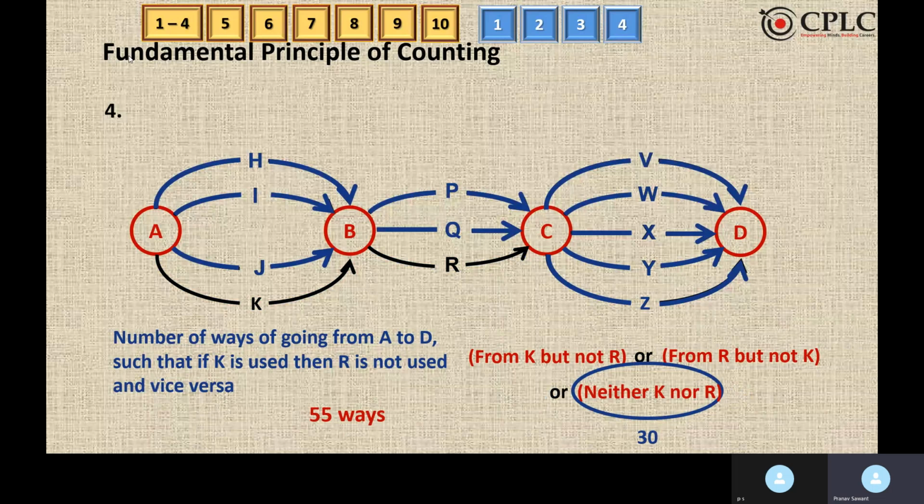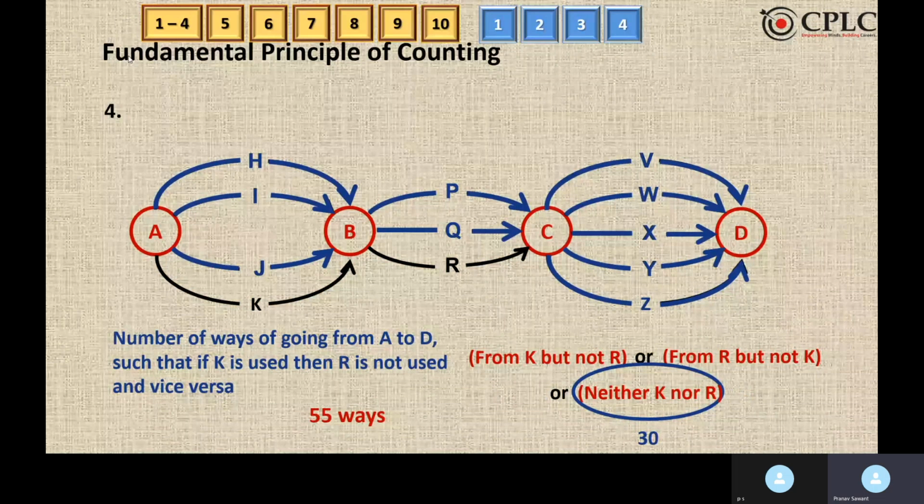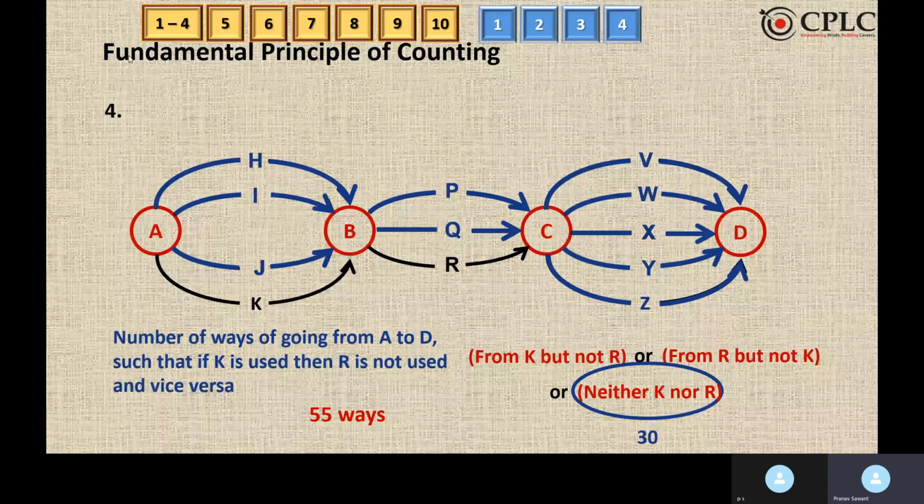Understand one thing. Previously we had to use one out of K and R. That means it's a compulsion of using one out of K and R. Over here there is no such compulsion. If there is no compulsion, that means we have to consider the remaining possibility, that is the possibility of not using both K and R.